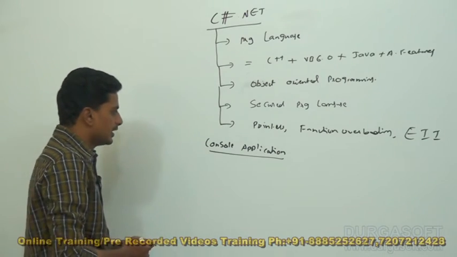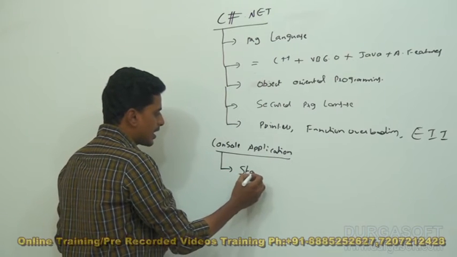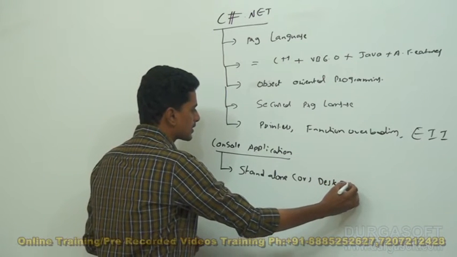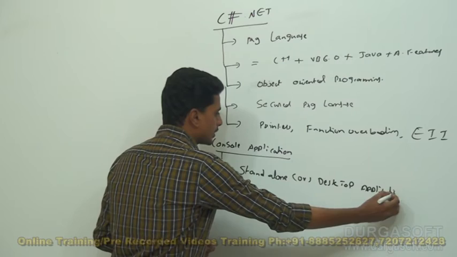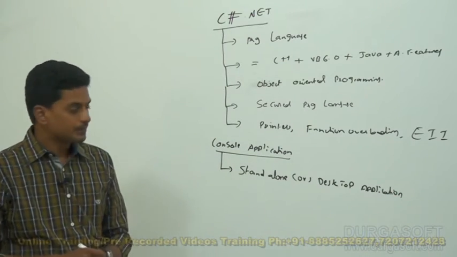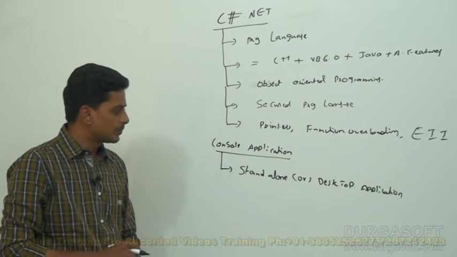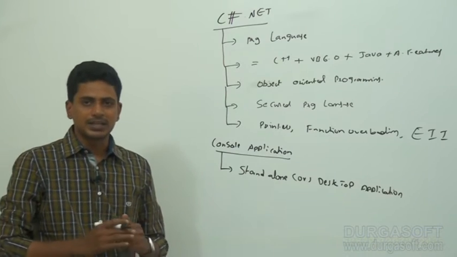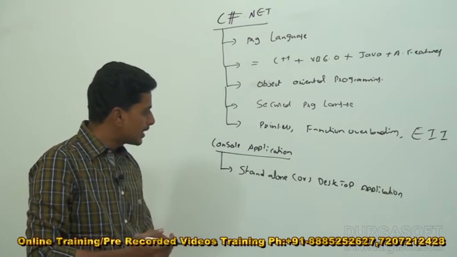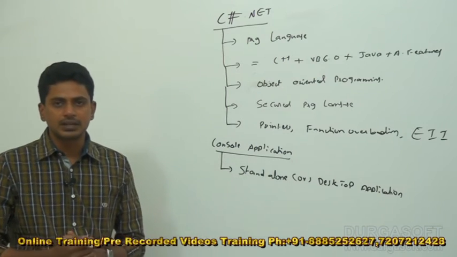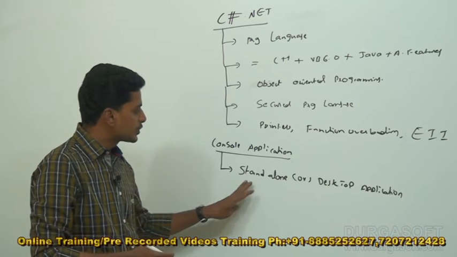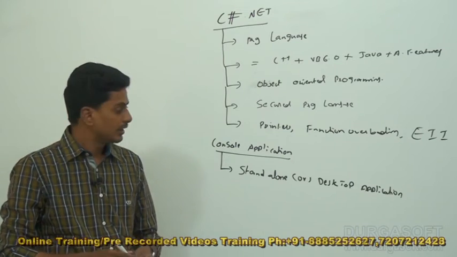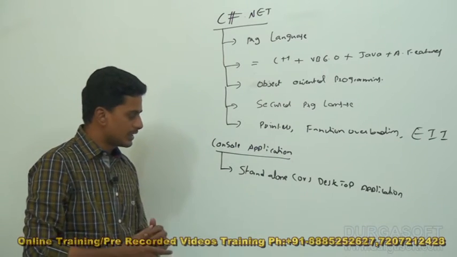Now we will discuss it. A console application is a standalone or desktop application. That means the application runs only on the machine where we install or deploy it. Using standalone or desktop applications, we cannot share information around the globe. It is not a distributed kind of application. A distributed application is nothing but a web application. It's not a web application, it's a standalone or desktop application.